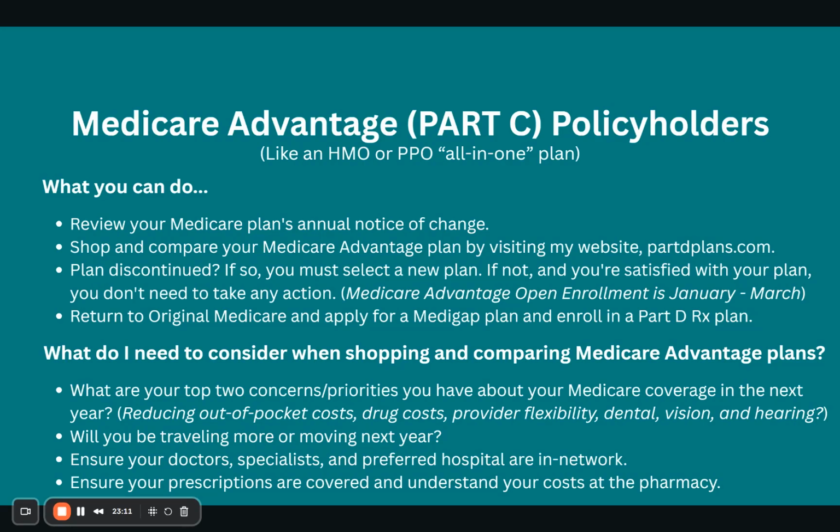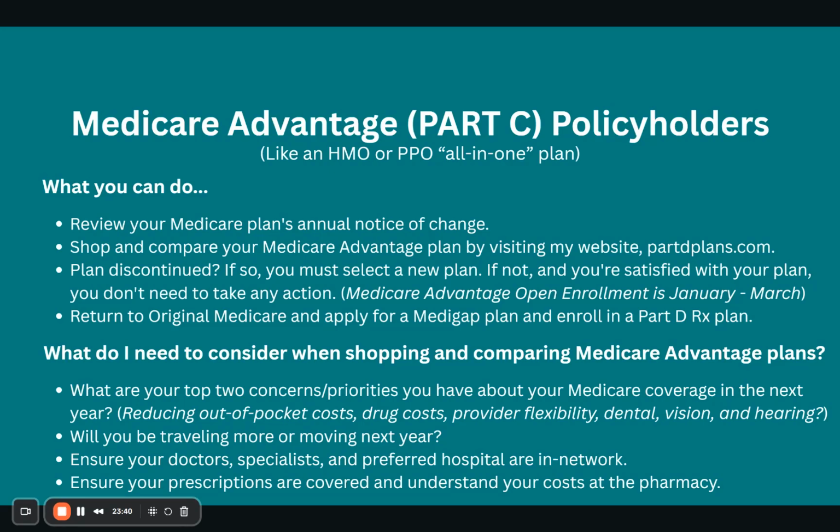Now, what do you need to consider when shopping and comparing Medicare Advantage plans? All right, well, I would say, okay, what are your top two concerns or priorities about your Medicare coverage in the next year? Reducing out-of-pocket costs, prescription drug costs, provider flexibility, dental, vision, hearing, grocery cards, over-the-counter benefits, Part B give back. Just be thinking about some of that stuff. Are you going to be traveling more? Are you going to be moving next year?